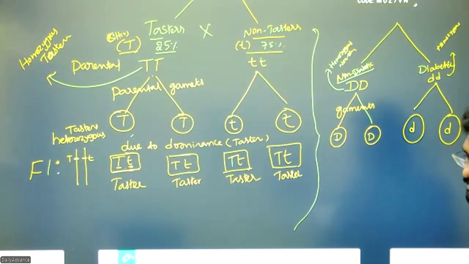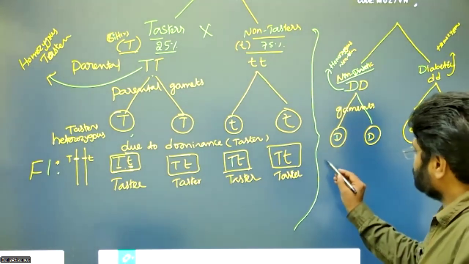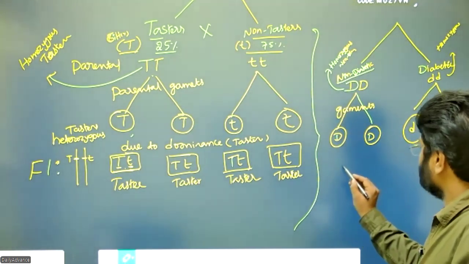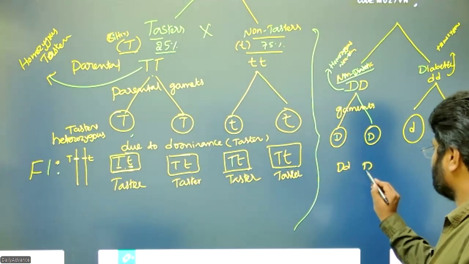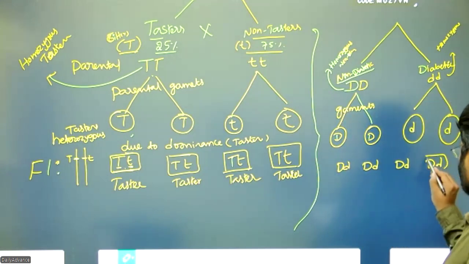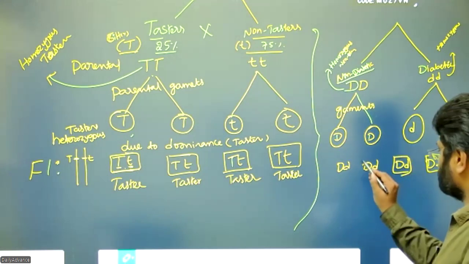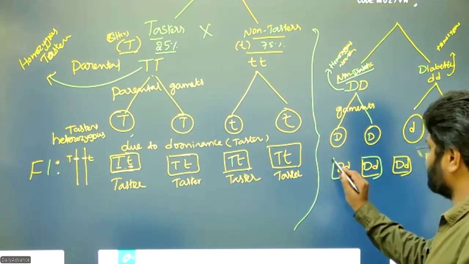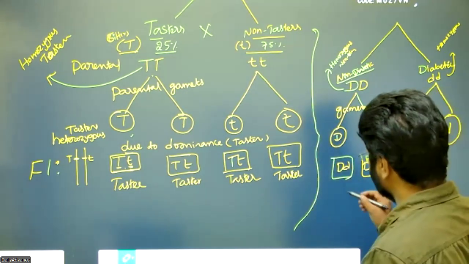That means the individual who possessed, I'm telling that. So next, random fertilization. So here capital D, small d, capital D, small d, capital D, small d, capital D, small d. So four individuals are possible. In these four individuals, this is the heterozygous condition.